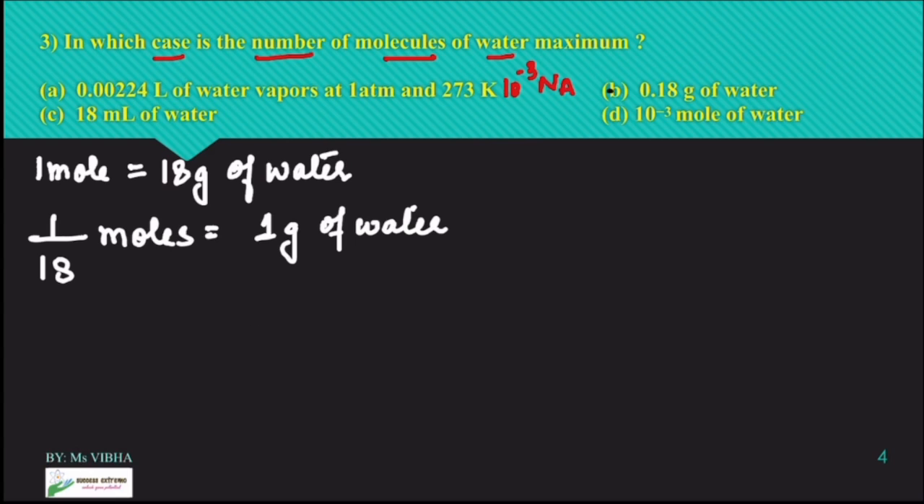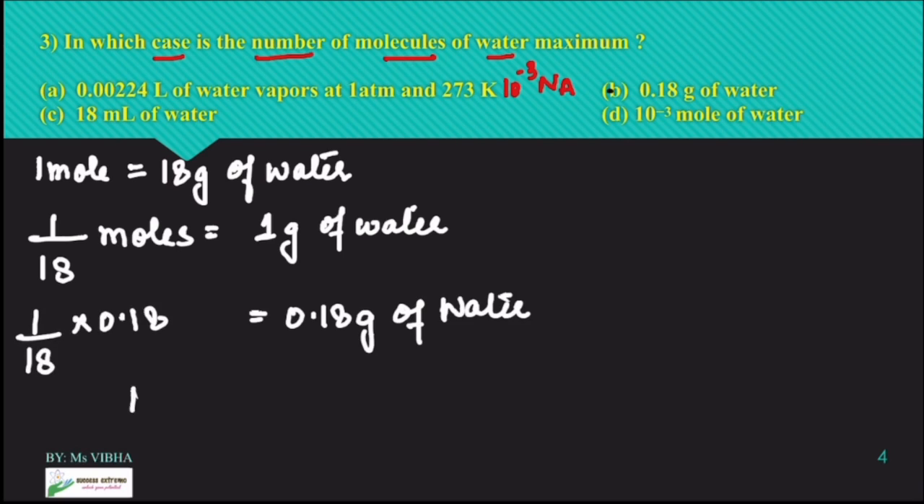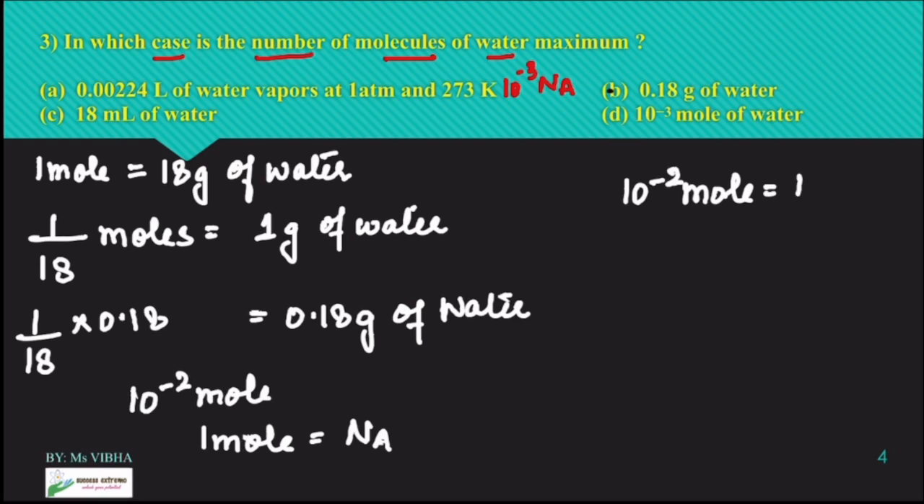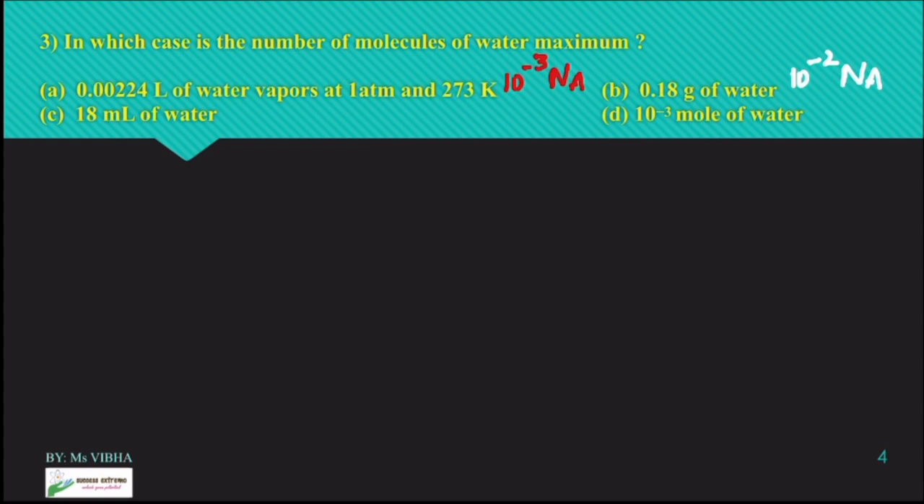So we can write 0.18 grams of water will be equal to 1 upon 18 into 0.18, which gives 10 raised to the power minus 2 moles. Again, we know 1 mole is equal to Avogadro number of molecules. So 10 raised to the power minus 2 moles will be equal to 10 raised to the power minus 2 Na. Now we will calculate the number of molecules in the third option, that is 18 ml of water.